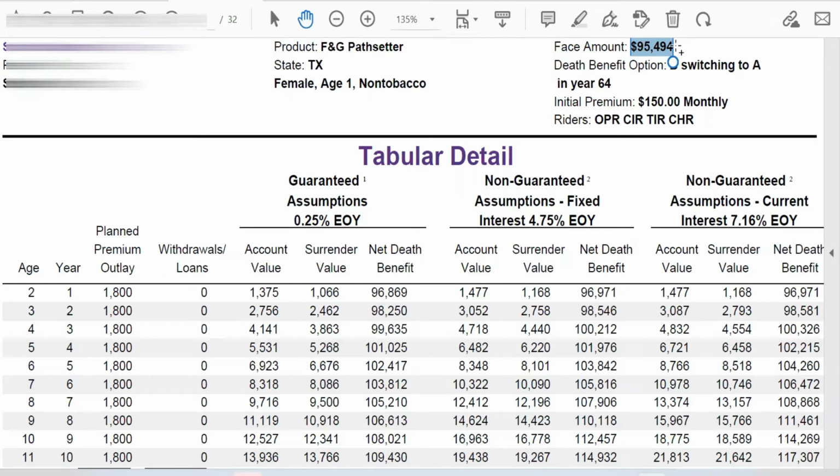Now, I want you to also notice that the dad is paying just $150 every month for the child, and that will amount to $1,800 every year. So these are yearly premiums. Now, if you look, this child has some riders, and these riders, we have overloan protection. It means the dad can borrow from this account.